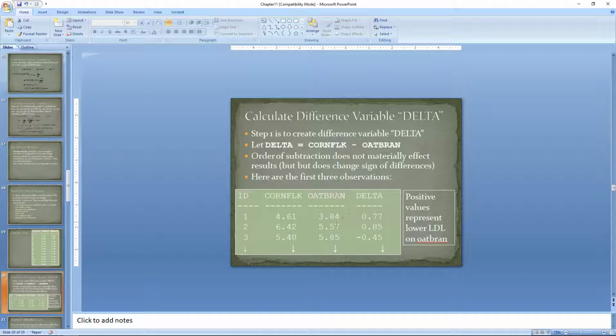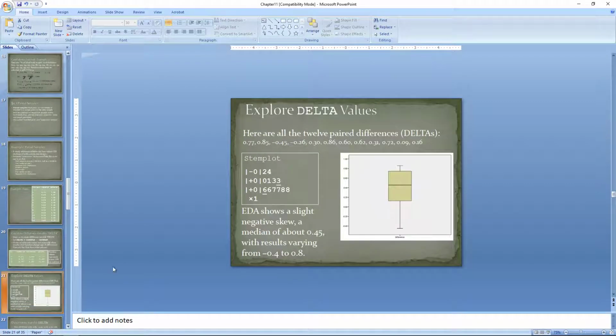Here are the first 3 observations. If you take your cornflake minus your oat bran, you get your delta for each one. And here we just denote that positive values represent a lower LDL on the oat bran. Here are all the 12 paired data points for the deltas. Here's our little stem plot. Remember these little guys from way back in chapter 3, and here's your box plot of it.